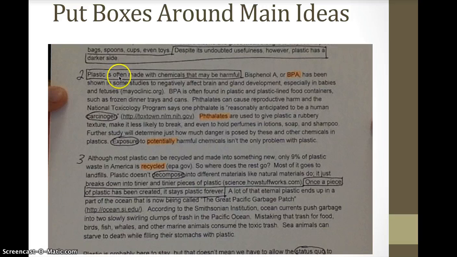The main idea of the second paragraph is plastic is often made with chemicals that may be harmful. And then the rest of the paragraph goes on to explain what those chemicals are and how they might be harmful. Paragraph 3 is a little bit funky.